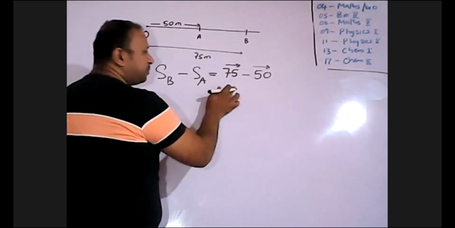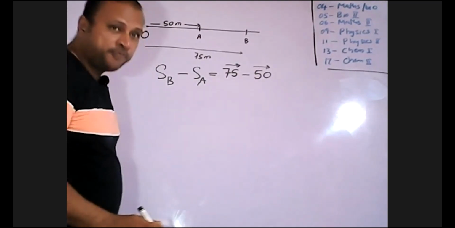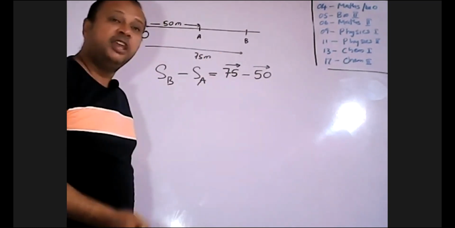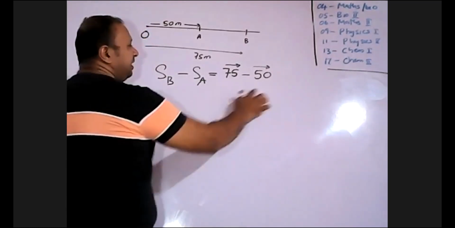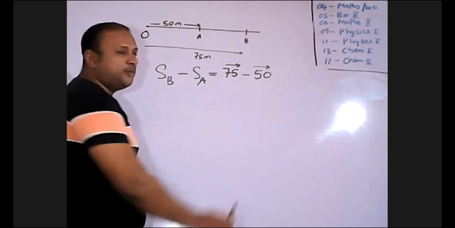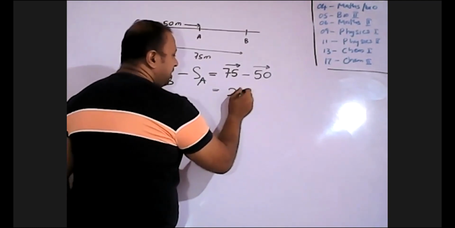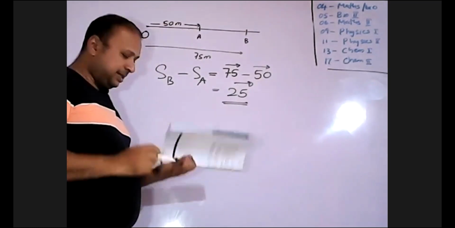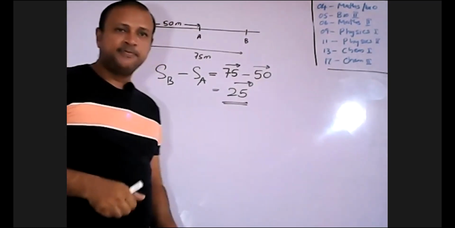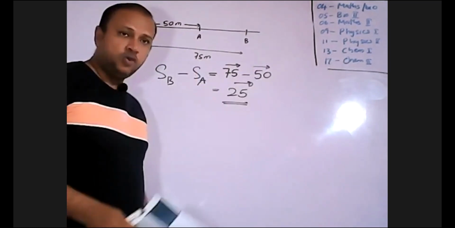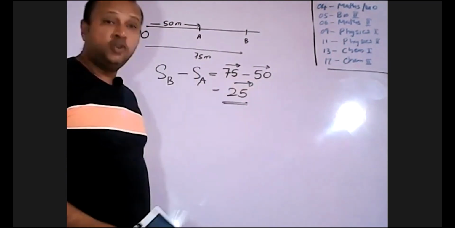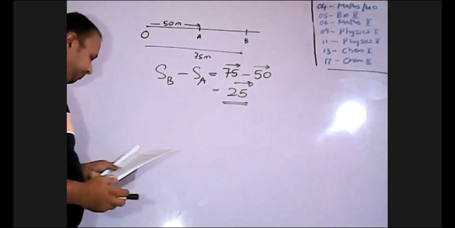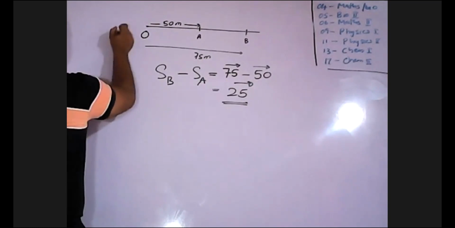Then this is a subtraction between two vectors in same direction. If two vectors are in same direction, you can simply subtract the two magnitudes. If any two vectors are in same direction, you can simply subtract the magnitude of them. That is the answer for the first one.